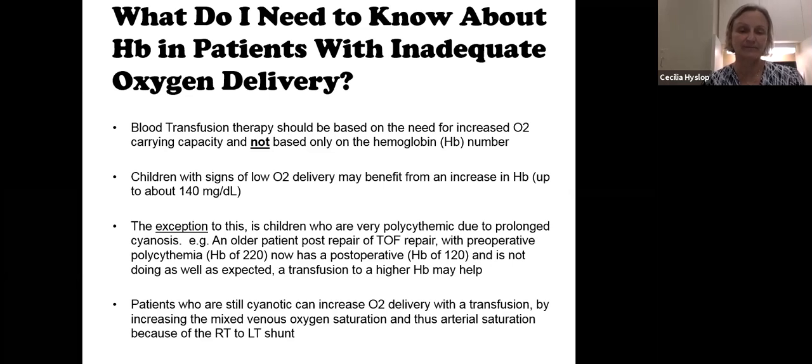and understanding the context of that patient over time. So an older patient post-repair of tetralogy of Fallot with preoperative polycythemia, for example, maybe this patient has a hemoglobin of 220, and now has a post-operative hemoglobin of 120 and is not doing as well as expected. Well, then maybe we'll transfuse them to a higher hemoglobin because they're so used to having a hemoglobin of 220. Patients who are still cyanotic can increase oxygen delivery with a transfusion by increasing the mixed venous oxygen saturation and thus arterial saturation because of right to left shunting.